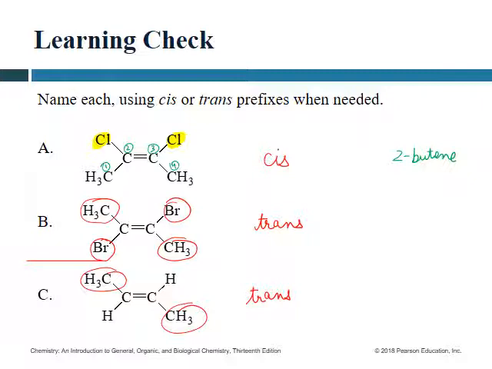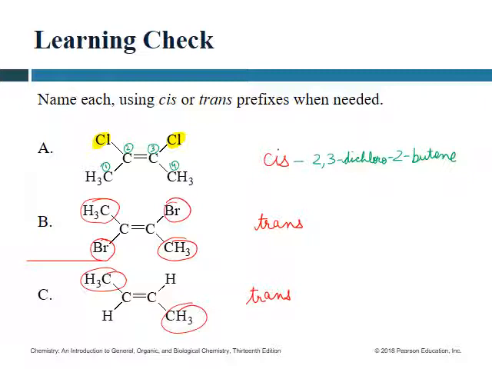So this will be 2,3-dichloro-2-butene. And this is cis, so you would put a cis in front of this. So this would eventually be cis-2,3-dichloro-2-butene.